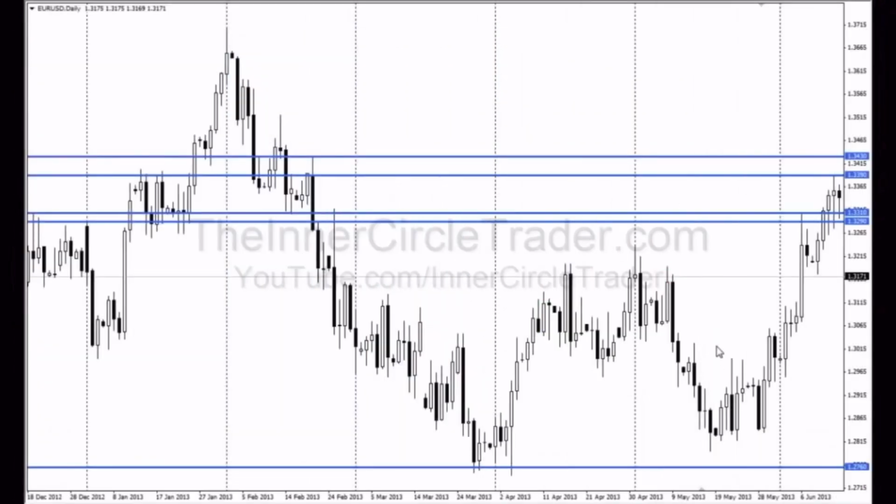Okay, guys, we've got some key levels here noted on our daily chart time frame, and we're going to give some examples of what a market maker profile is.